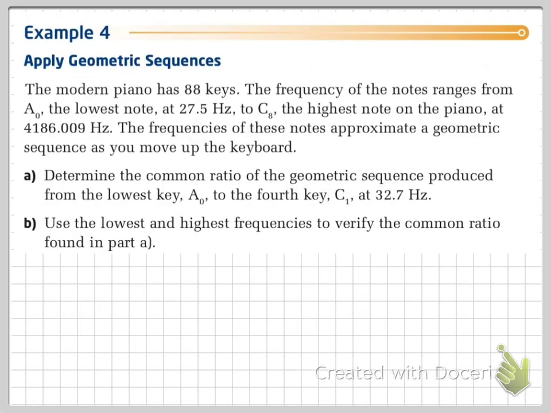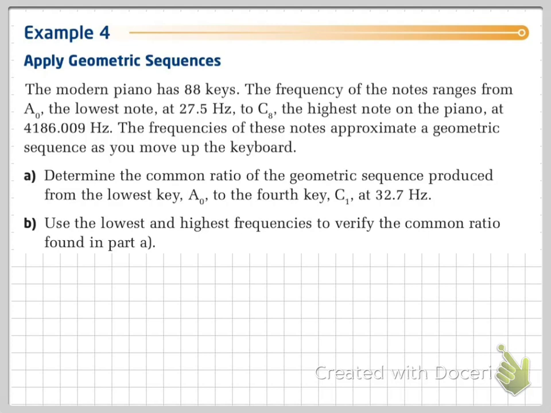We have applying geometric sequences. The modern piano has 88 keys. The frequency of the note ranges from A0, the lowest note at 27.5 Hertz, to C8, the highest note at 4,186.009 Hertz. The frequencies of these notes approximate a geometric sequence as you move up the keyboard.